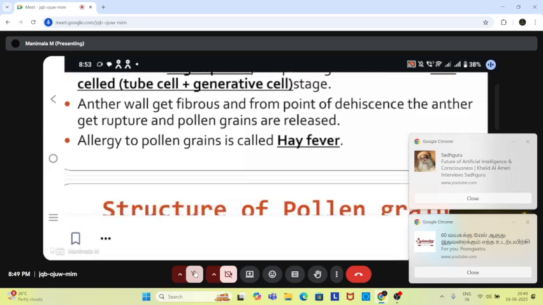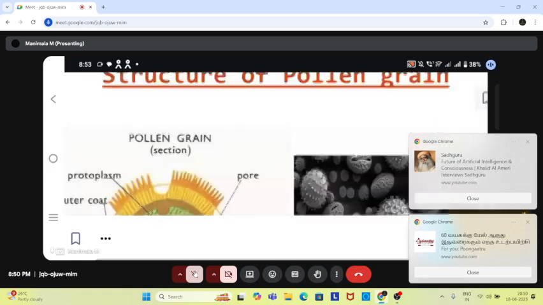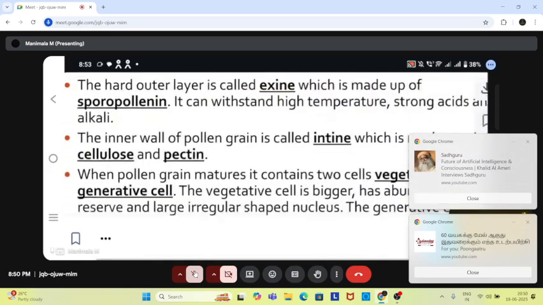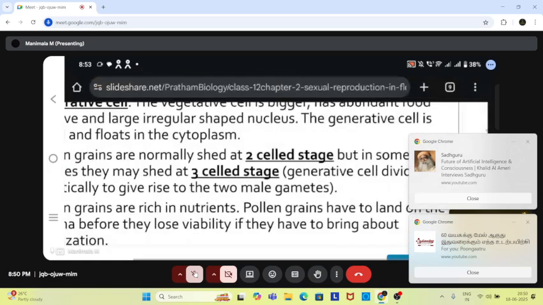Actually, this is one of the additional points. Pollen grains cause some allergy, which is called hay fever. The allergy caused to us by pollen grains is called hay fever. Next we are going to see how the pollen grains dehisce and what will happen.